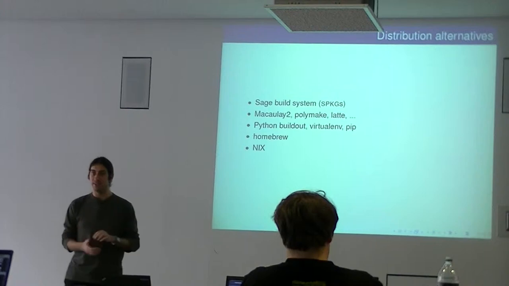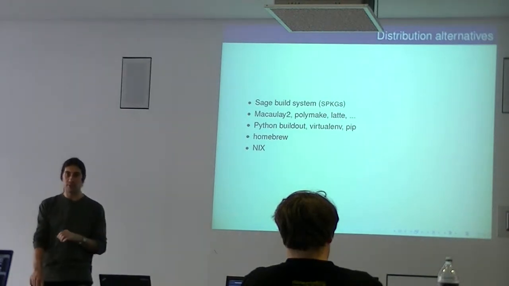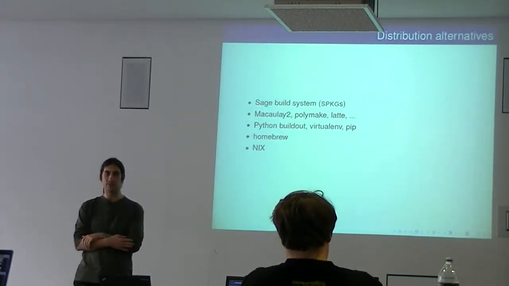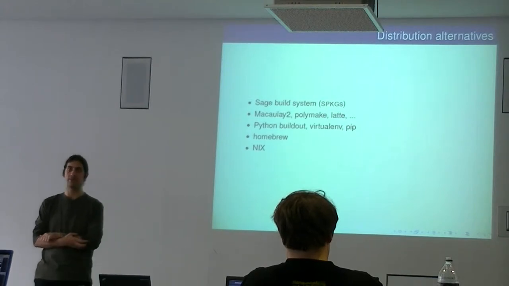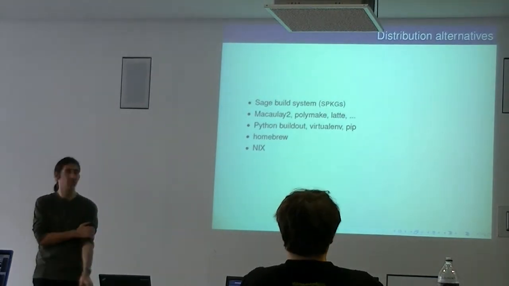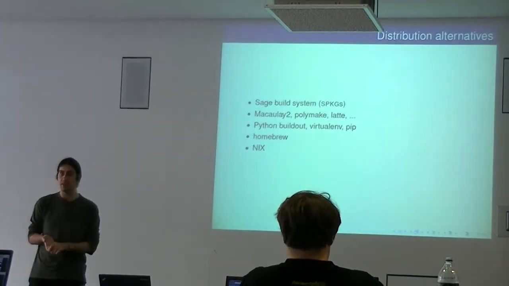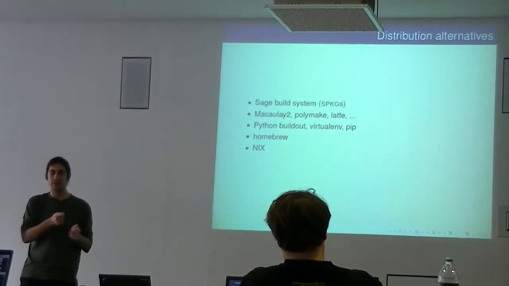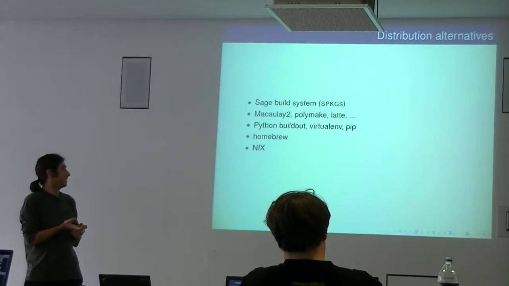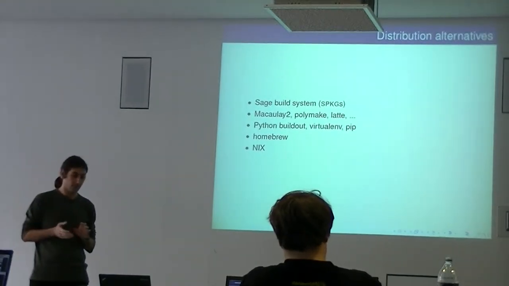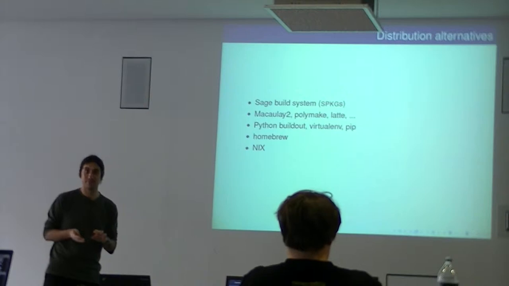So you might say that the distribution problem is already solved, why do we need another one? And there are lots of solutions to this, even in mathematical software or around the world. Sage has one of the solutions. They are called SPKGs. They are just tarballs with a script that installs them. But they are very simple. They require a lot of maintenance.